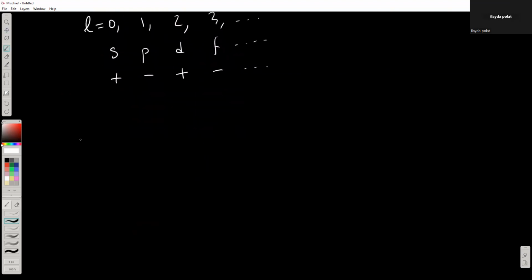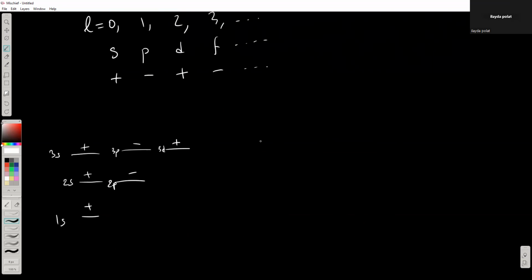If we look at the levels here, we have the 1s level, and we have the 2s and 2p levels. And then we have 3s, 3p, and 3d levels. All the s levels have positive parity. All the p levels have negative parity. All the d levels have positive parity. In a transition, the parity must be conserved.